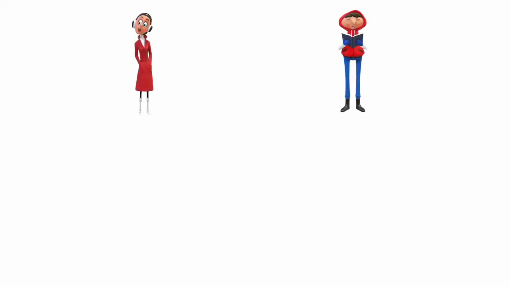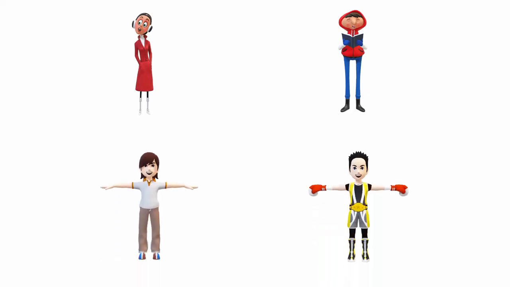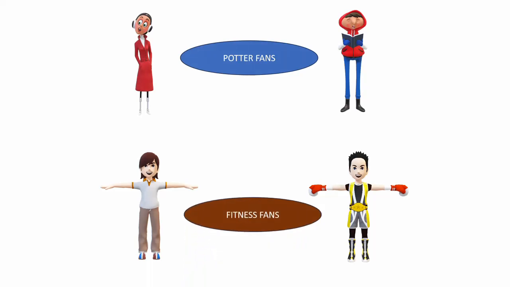To do that, we will have a simple story, a made-up one, in which we have 4 characters. We have Alice and Sam, who are book lovers. We have Connie and Brian, who are fitness enthusiasts. Since Alice and Sam are Harry Potter fans, we put them in the group of Potter fans. Since Connie and Brian are fitness enthusiasts, we put them in the group of fitness fans.